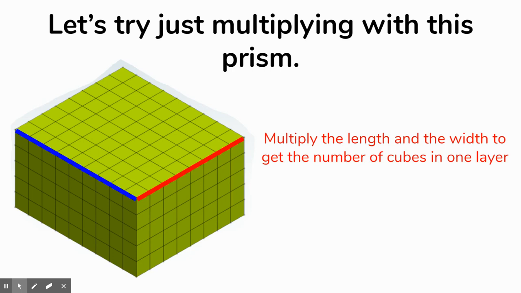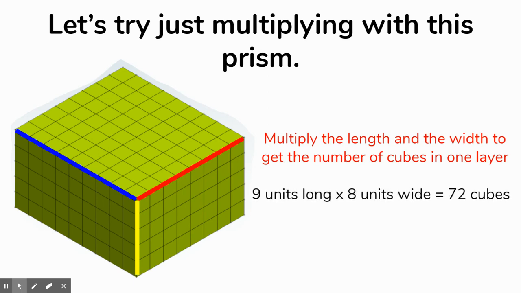So the longest side is 9 cubes. The shortest side is 8 cubes. And if we do 9 times 8, that'll give us how many cubes are in that top layer. And then I also have highlighted the height in yellow, and we can see this is 1, 2, 3, 4, 5 cubes tall. There are 5 layers. So if we do 9 times 8, there are 72 cubes in the top row. That is so much faster than counting all 72.